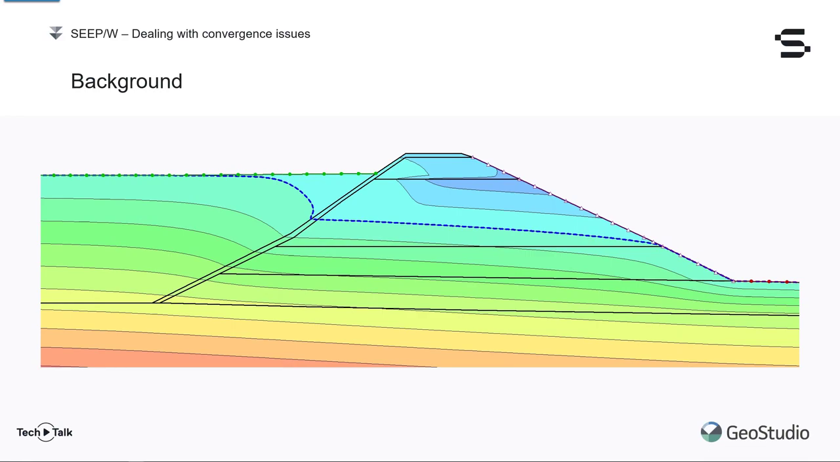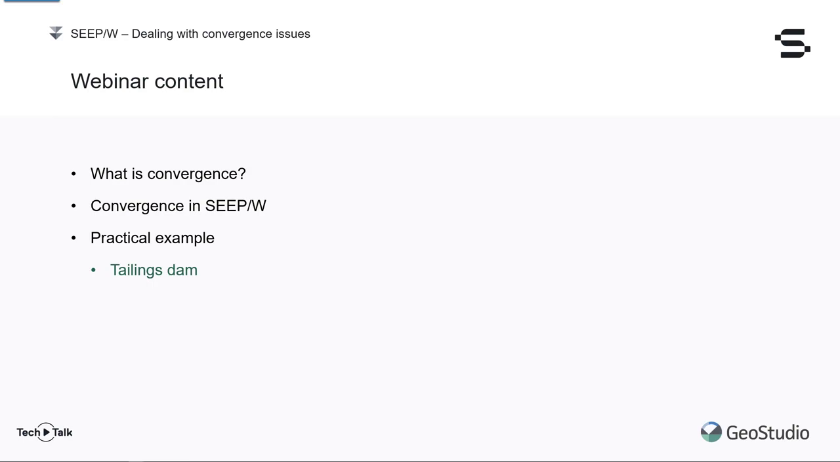This webinar will revolve around convergence in SeepW and how to interrogate the software to understand our numerical simulation results. We will demonstrate what convergence is and why it is such an important aspect to consider to obtain accurate numerical modeling results in SeepW. To help us along the way, we will be using a practical example of a tailings dam where convergence was initially difficult. I will demonstrate how to properly understand what the convergence issues are in this example and how to solve them.